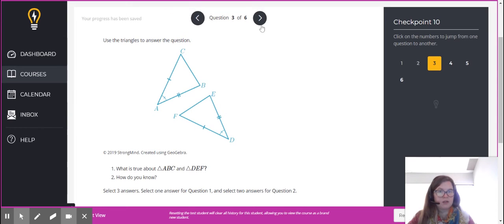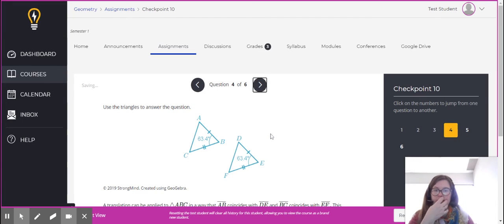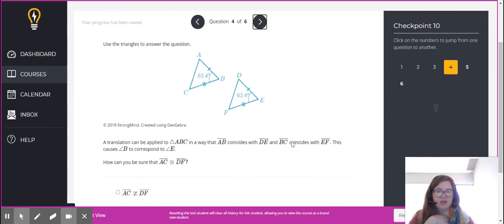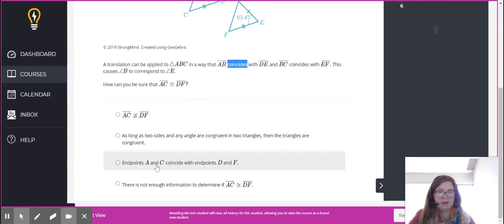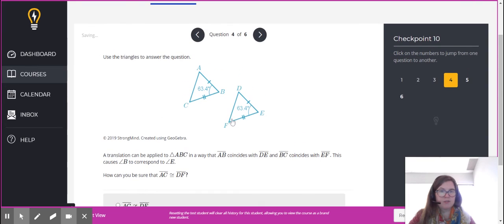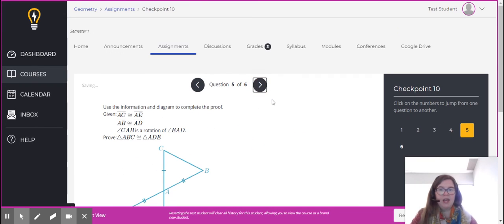There we go. Good. Next part, we have these 2 triangles. Again, side, angle, side, angle, side. Looks like we're good. A translation can be applied in a way that AB coincides with CD. The main thing that you're looking for here is that coincides is a big giveaway to what we're doing. So we are looking for endpoints A and C coincide with D and F. So there we go.